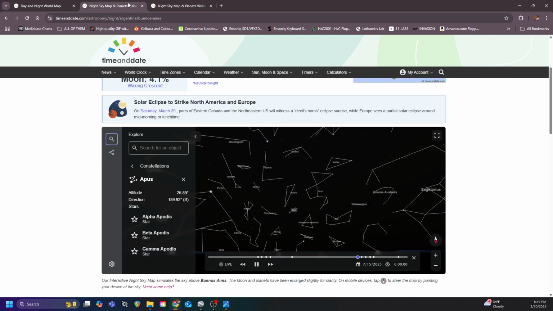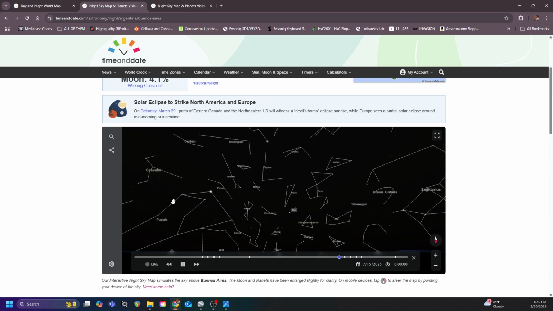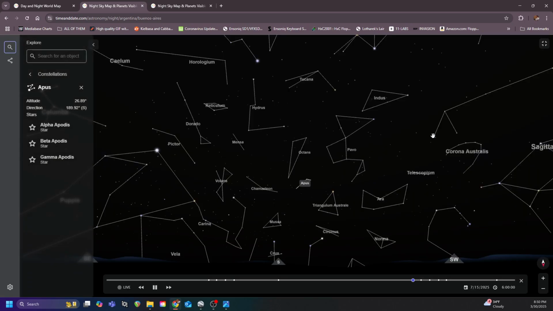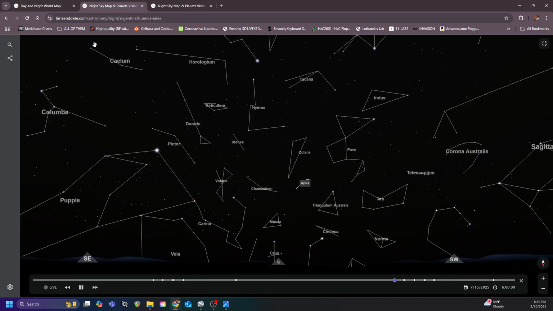Here is the night sky in Buenos Aires at that time. Here we are on the 15th at 6 a.m. local time, which is 9 o'clock UTC. We're a couple of hours before sunrise. We are facing south here, so let's go ahead and make it a little larger so it's easier to see what we're looking at. And the first thing that jumps right out to me is right here, due south, just above the horizon is the Southern Cross.